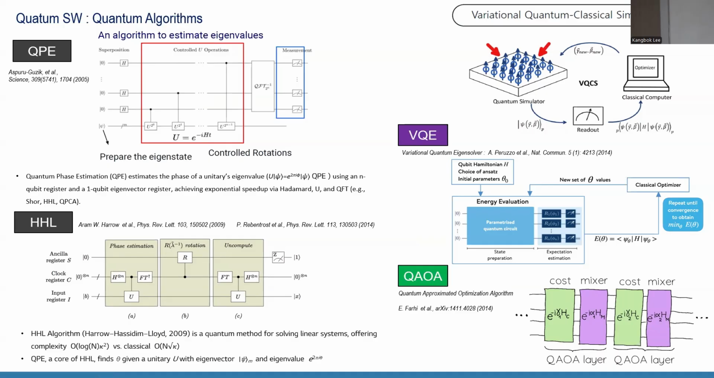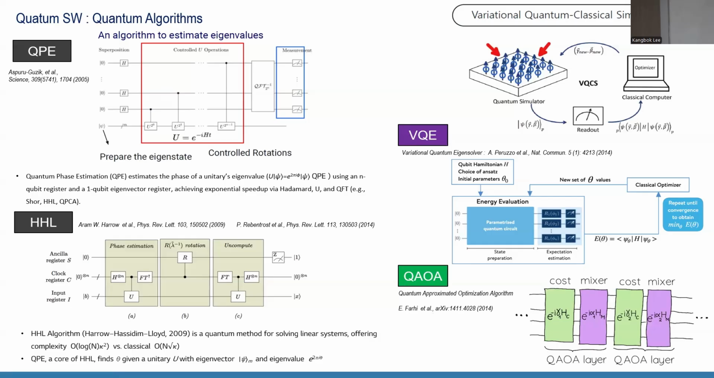So especially QPE is a typical fault-tolerant algorithm. So if you have hardware that is sufficient, please just use this. But current hardware is not sufficient. It's premature. So we have to use a variational quantum algorithm like VQE or QAOA.